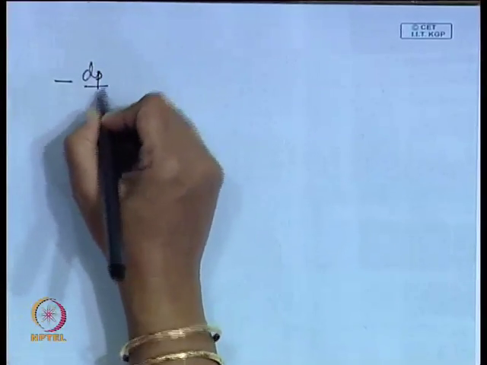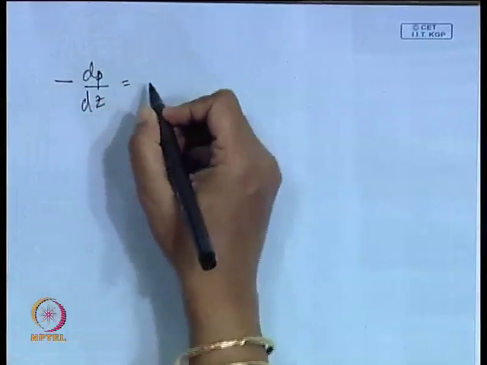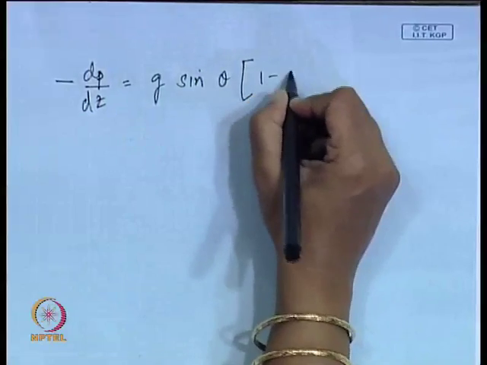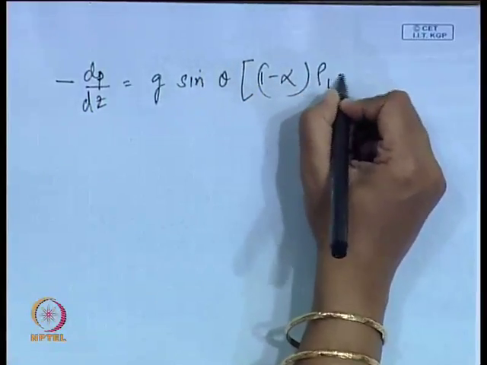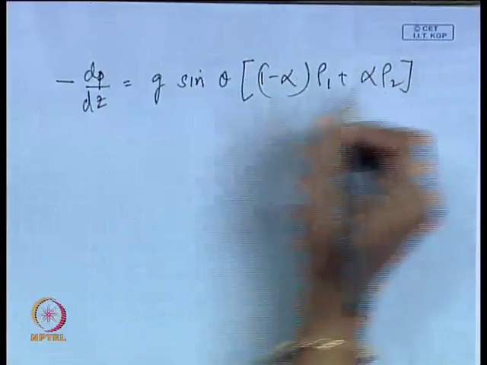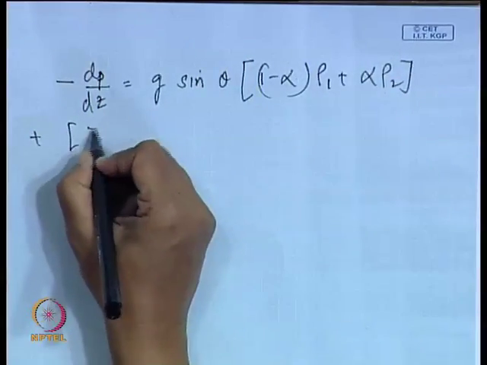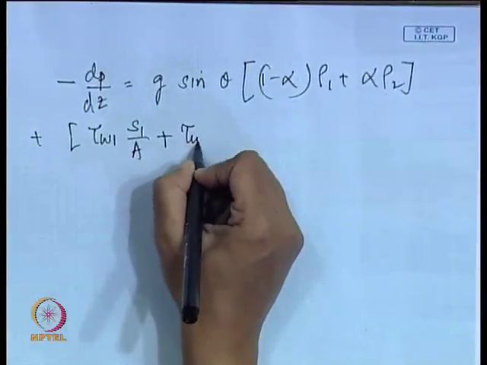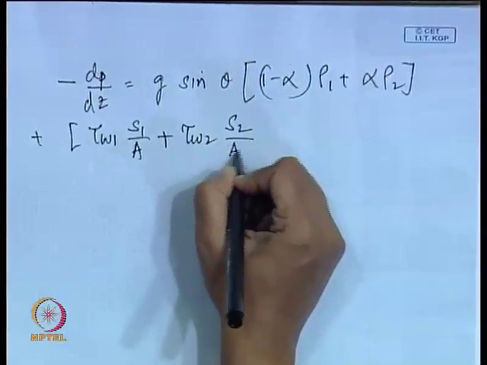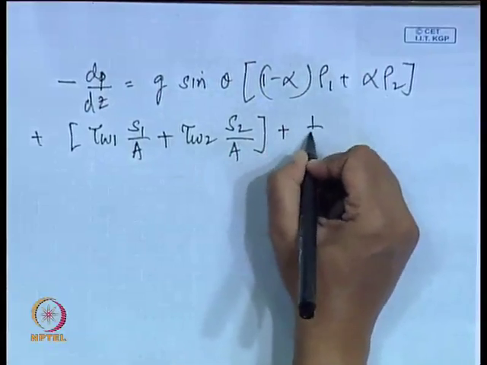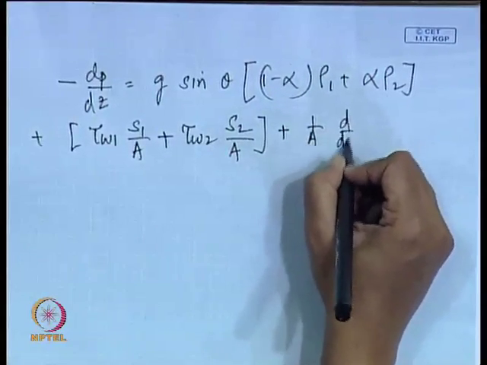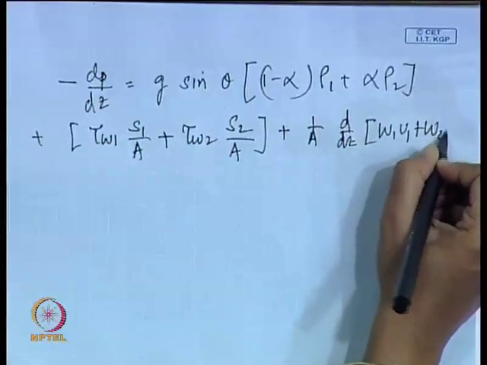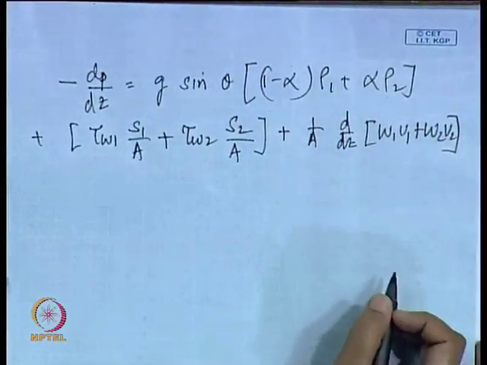If you notice the mixture pressure gradient equation, it was something of this sort: 1 minus alpha rho 1. This you already have with you, because in the last class itself I had discussed this part: tau W 1 S 1 by A plus tau W 2 S 2 by A plus 1 by A d/dz of W 1 U 1 plus W 2 U 2. So, this was all that we had.